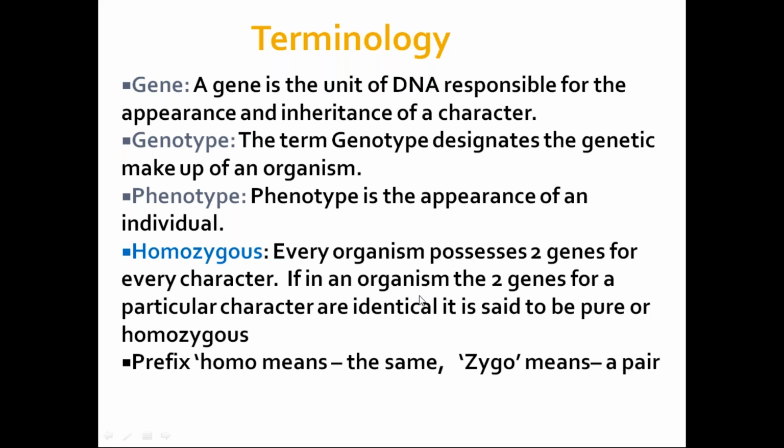What about homozygous? What about heterozygous? Homozygous means every organism possesses 2 genes for every character. If the 2 genes for a particular character are identical, it is said to be pure or homozygous. Homo means the same. These 2 genes are the very same and represent a single character. Then you call it homozygous. Zygous means a pair.